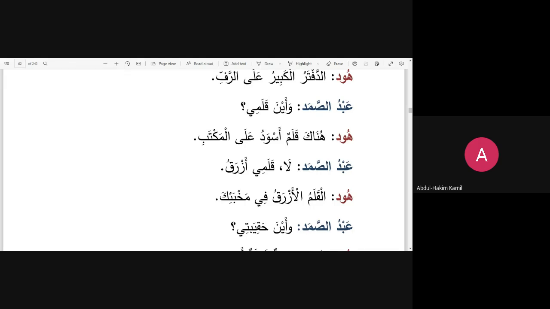Al qalam al azraq fi makhba'ik is in your pocket. Wa khaba'a, khaba'a means to hide. Na'am. There's another word that they use for pocket. Who knows another word they use for pocket? Jabe. They use this word Jabe. Okay, what is a Jabe?